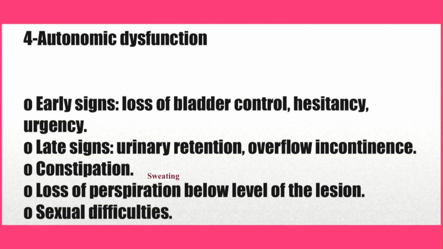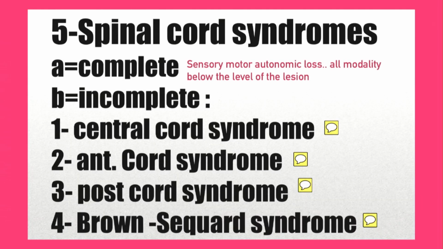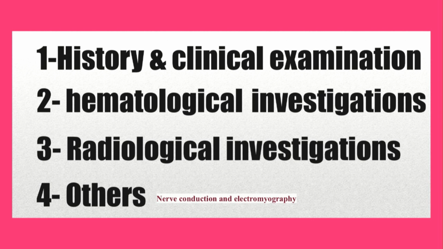Autonomic dysfunction. The early signs of this include loss of bladder control, hesitancy, and urgency, and the late signs include urine retention, overflow incontinence, constipation, loss of perspiration below the level of the lesion, and sexual difficulties. We have the spinal cord syndromes. Due to spinal disease, we have complete and incomplete ones, like central cord syndrome, anterior cord syndrome, posterior cord syndrome, or Brown-Sequard syndrome. Diagnosis is by history and clinical examination, hematological investigation, radiology, and others like nerve conduction studies and electromyography.